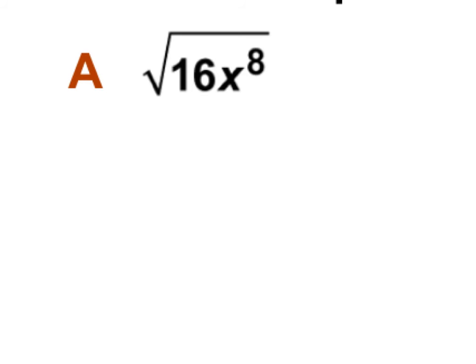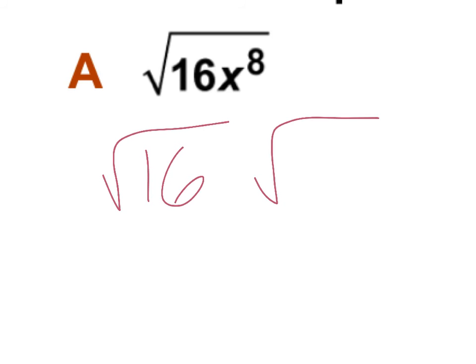So here we're taking the square root of 16. When we do the square root, it's like saying the square root of 16 times the square root of x to the 8. So we can break it down into two parts. What is the square root of 16? 4. So it breaks down to 4 and 4. We circle the two 4s, so we get 4.